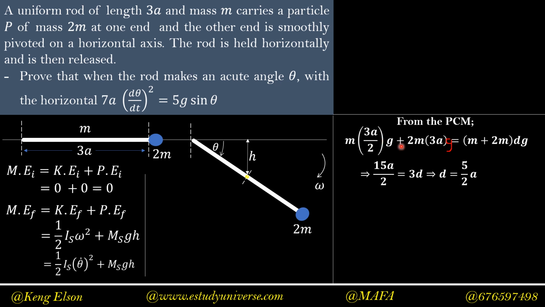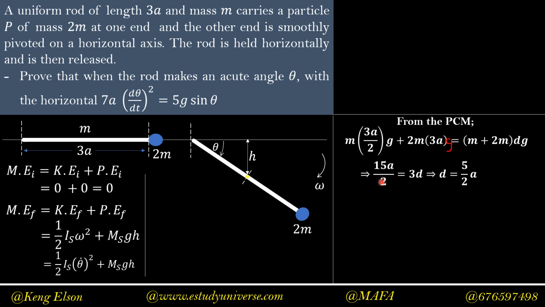Okay, we simplify. The mg's cancel all through. If we simplify the left hand side, this is 3a/2, plus 2 times 3 is 6. So 3a/2 plus 6 gives us 15a/2. Now the m and the g cancel, so we basically have 3 times d, because m plus m is 3m. Okay, so we have 3d. So if we get the value of d, d is going to give us 5 divided by 2a.